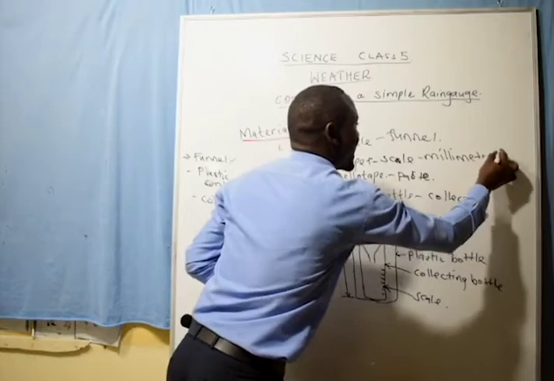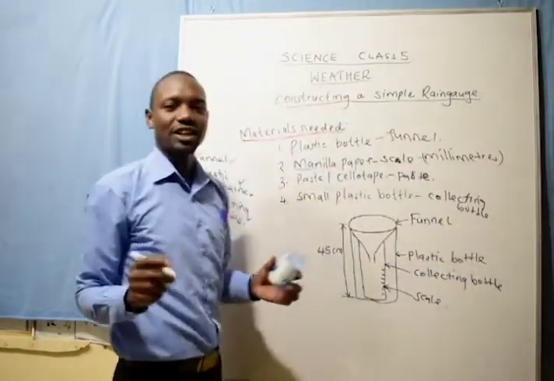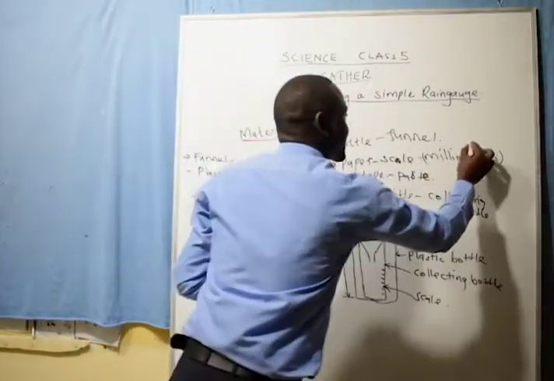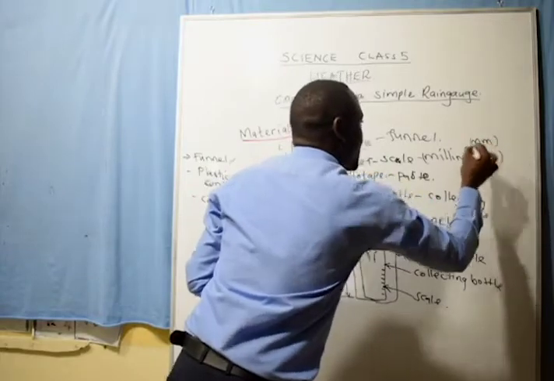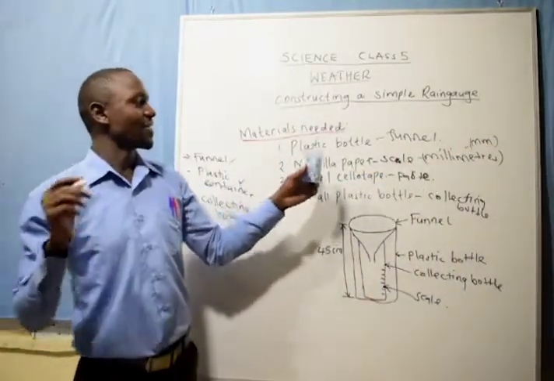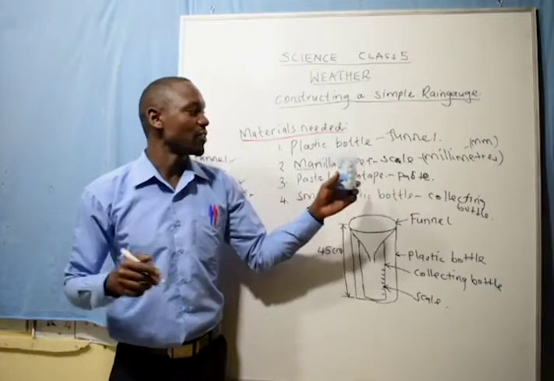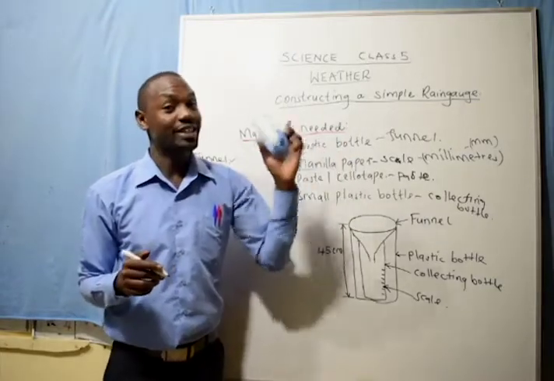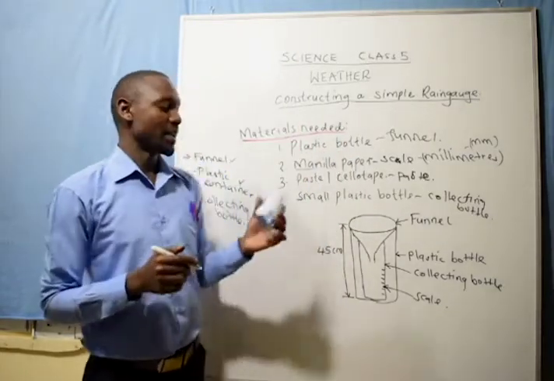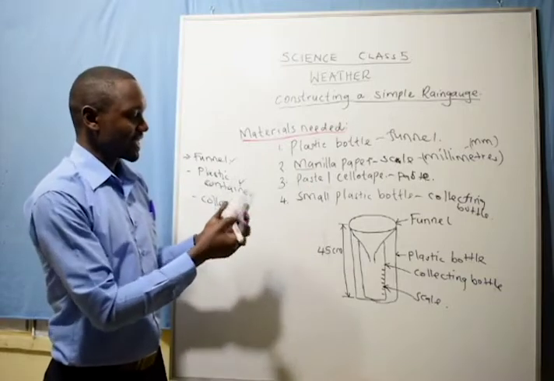We said rain gauge measures the amount of rainfall in millimeters. That is mm. Rain gauge measures the amount of rainwater or rainfall in millimeters, not liters, in millimeters. So this is your scale.